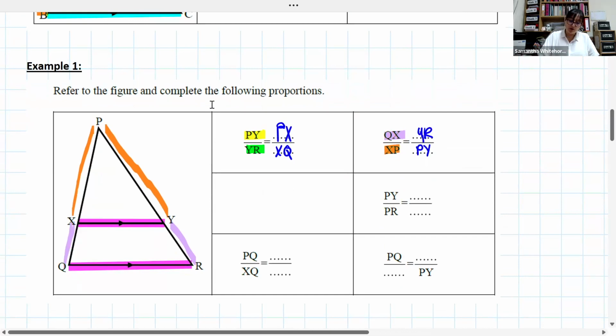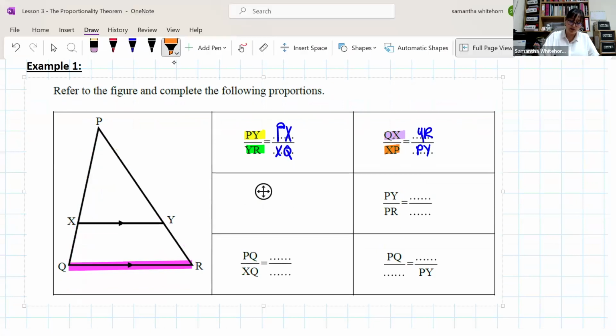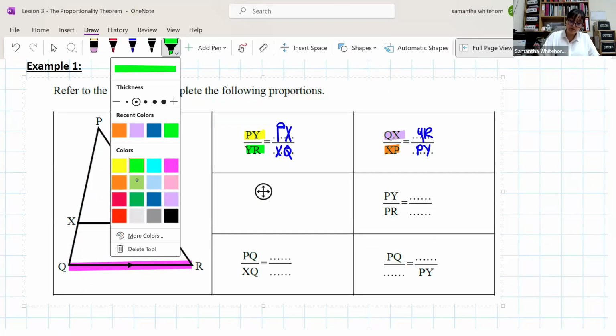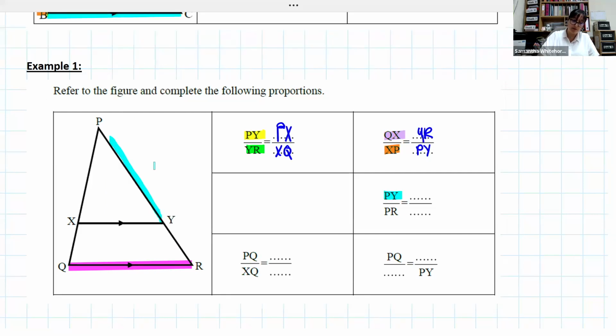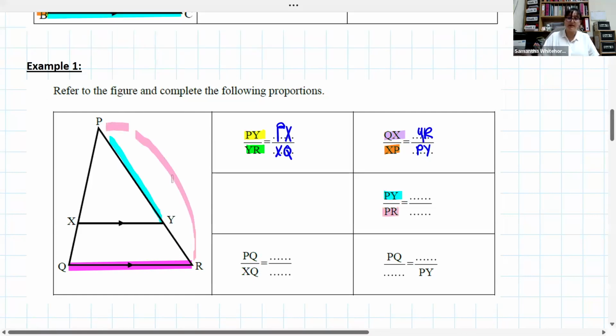Right, if we have a look at the third one, we've got PY over PR. So let's have a look here. PY, which is the top line segment, over PR. Now we just need to be careful. PR is the entire side length. Again, nothing wrong with that. It's part of the line segment that I'm working with.